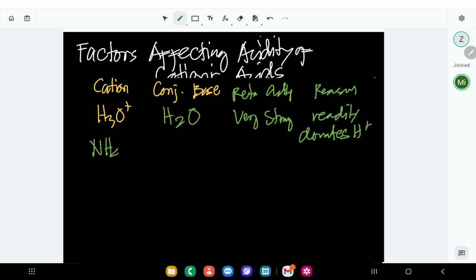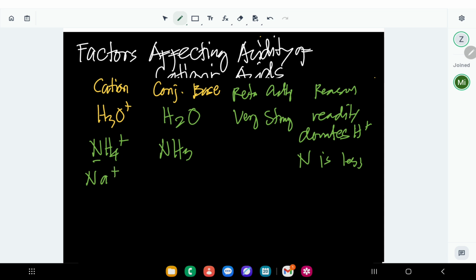Okay, how about NH4+? What is the conjugate base of this? NH3. Which one is more electronegative, nitrogen or oxygen? Oxygen is more electronegative, so nitrogen is less. It's still acidic, but not really strong, so you can say moderate relative acidity.